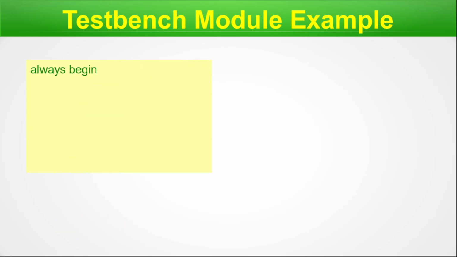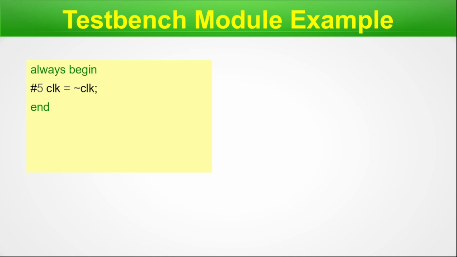Always begin. Here, both always and begin are reserved keywords. As you know already from the previous slide, begin means we are beginning a block. The first line is #5 CLK = ~CLK. That means at every 5 time units, the clock value will get inverted. That means the clock will toggle.